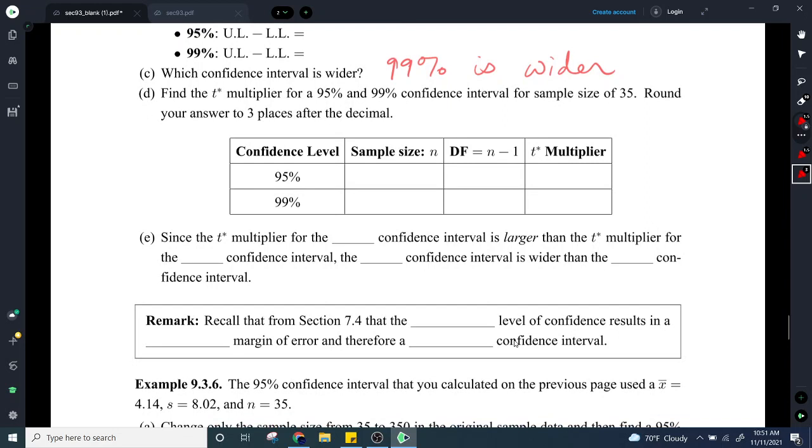So it says find the t-star value for a 95% and a 99% interval for a sample of 35. Round your answer to 3 decimal places. Let's see. I'm trying to think of the best way to figure this out.